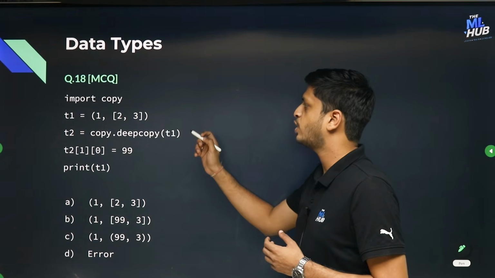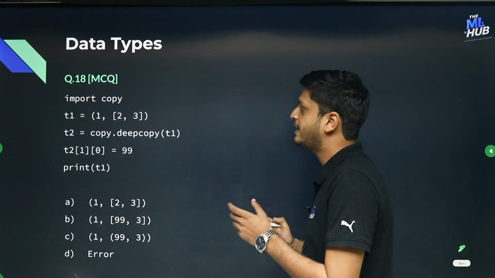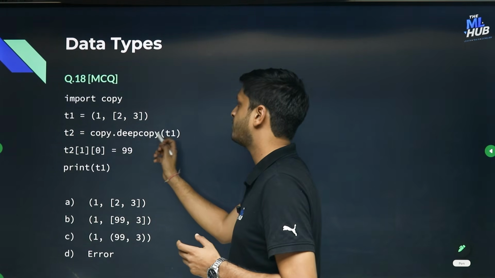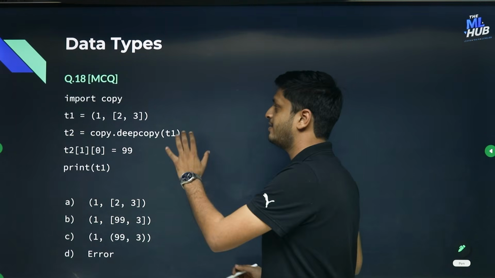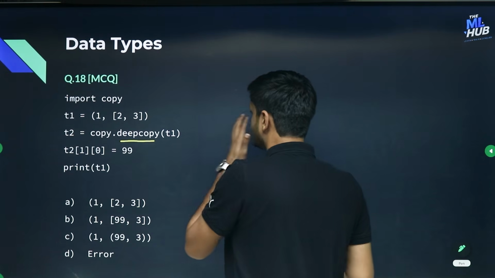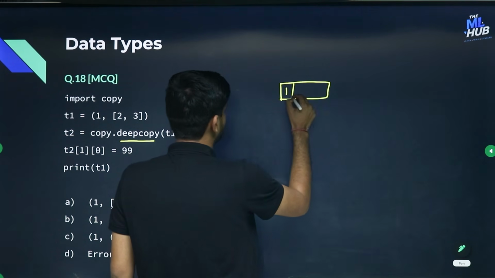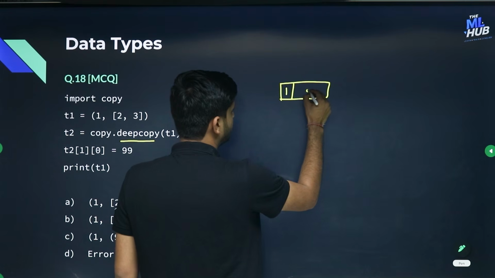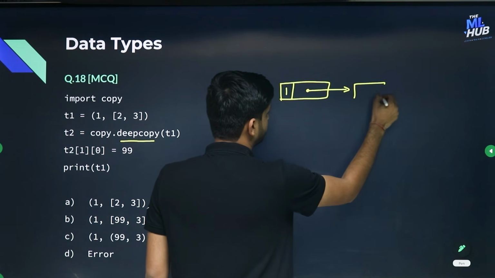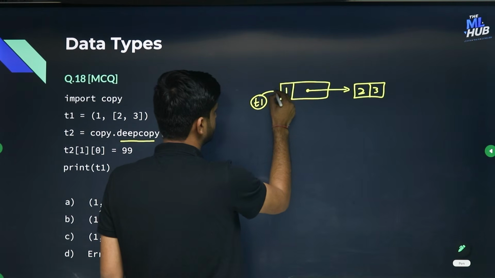Here what we are doing, import copy. T1 is equal to the tuple containing 1 and [2, 3]. Then T2 is equal to copy dot deepcopy of T1, which means the entire tuple will be copied along with all its inner elements. Deep copy, what does it do? So T1 in memory will look like this. It is a tuple where the first element is 1 and the second element is pointing to a list which contains elements 2 and 3. So this is what T1 is pointing to, right?